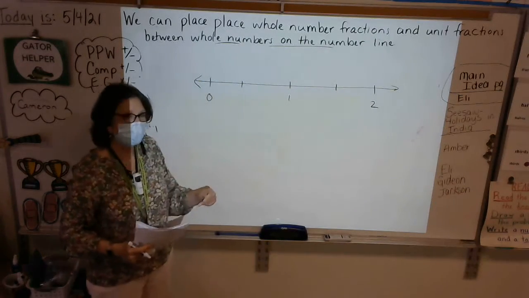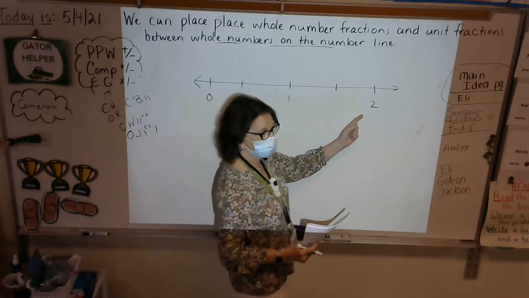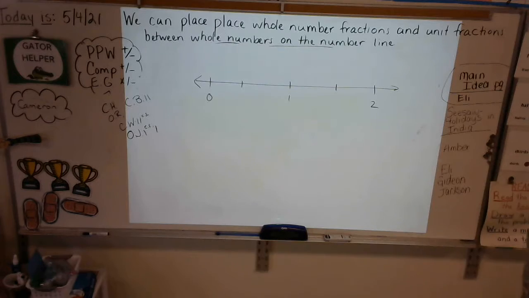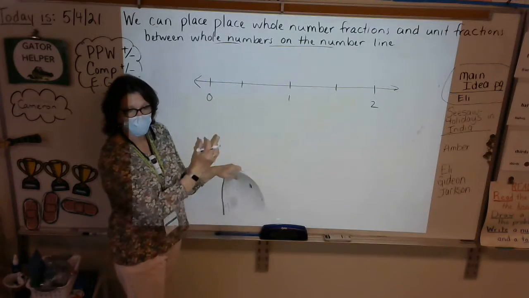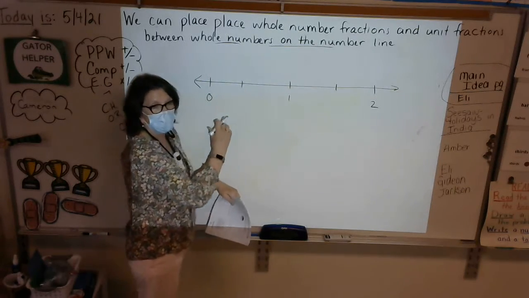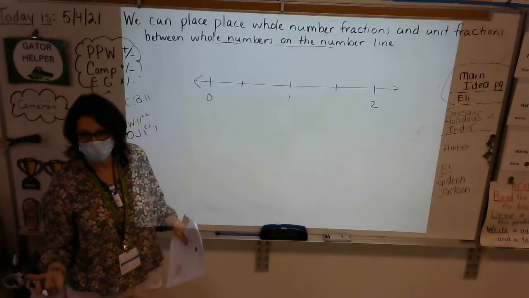All right, so this might be tricky. Our endpoints are 0 and 2. There's a 1 in the middle. But if we look at one whole, how many equal parts are in one whole? Two. So what is my unit we're going to count by? Halves. We're counting by halves. Eyes and ears up here, please.